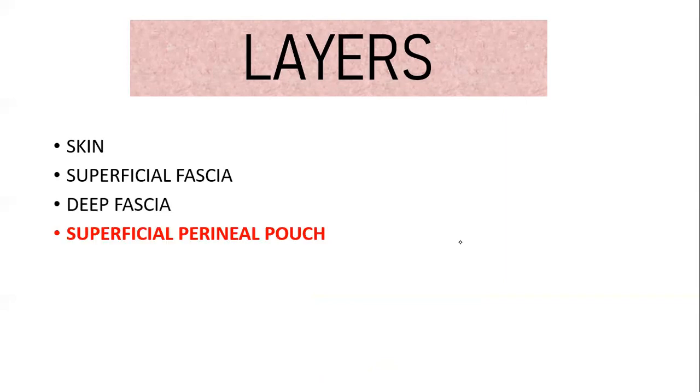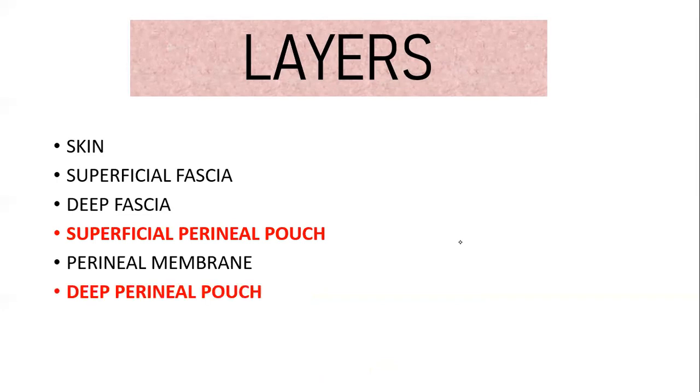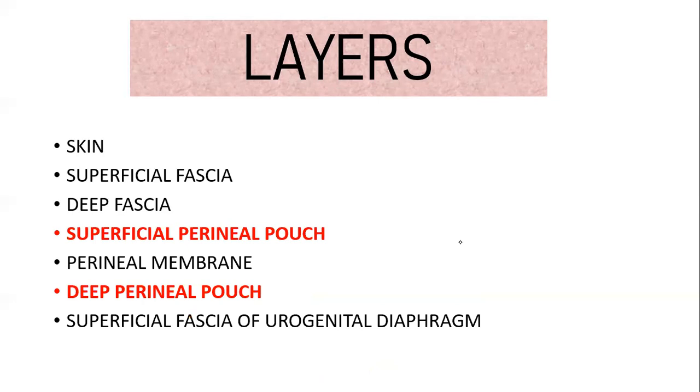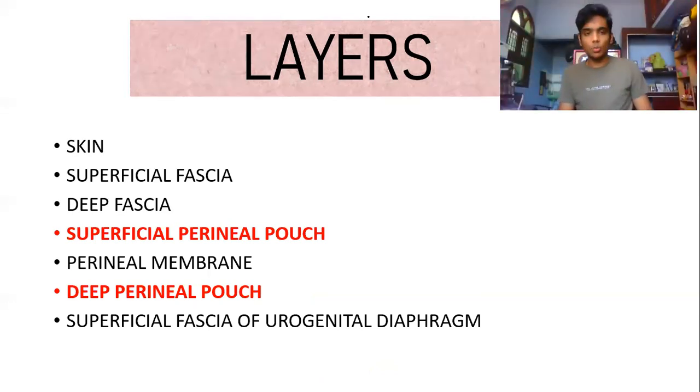Then the deep fascia, then you have the superficial perineal pouch, then the perineal membrane, the deep perineal pouch, superficial fascia of urogenital diaphragm. Now, what is a urogenital diaphragm? See, in the last class, they would have discussed the pelvic diaphragm. So, what is the role of a diaphragm? A diaphragm is going to separate two regions.